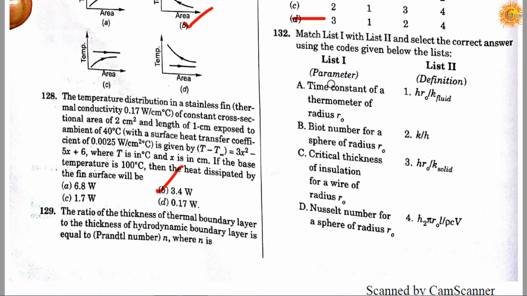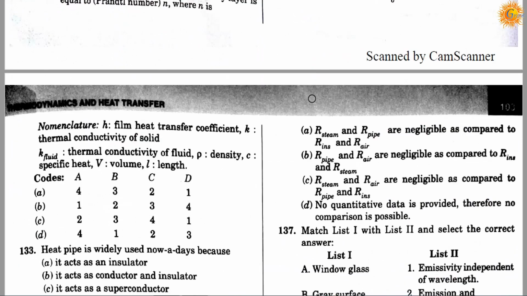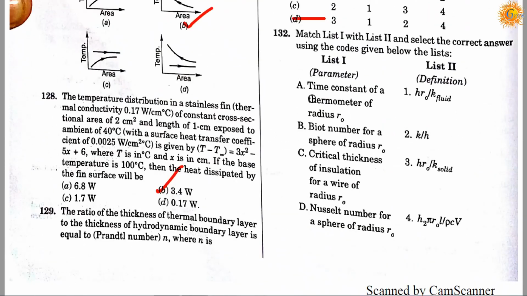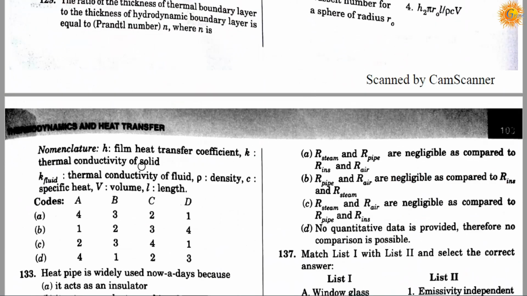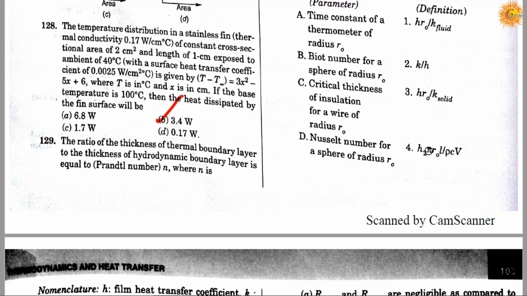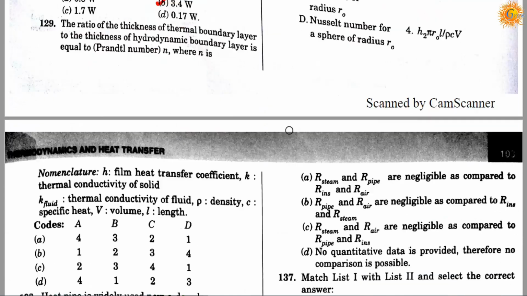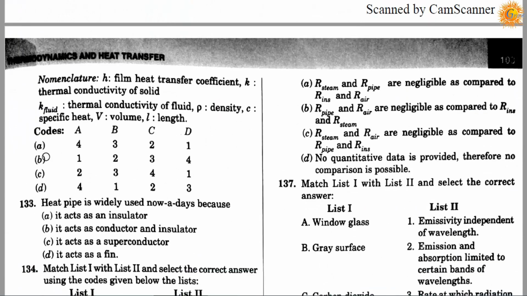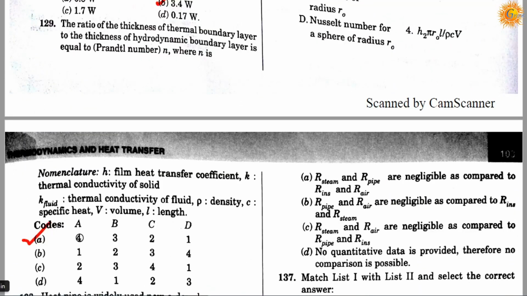In the list first are the parameters, and in the list second there are the definitions. It's explaining the nomenclature: h is the film heat transfer coefficient, K is the thermal conductivity of solid, and K subscript fluid is the thermal conductivity of fluid, rho is the density, C is the specific heat, V is the volume, and L is the length. These are all the parameters, and here the correct answer is A. It means A is connected to 4.